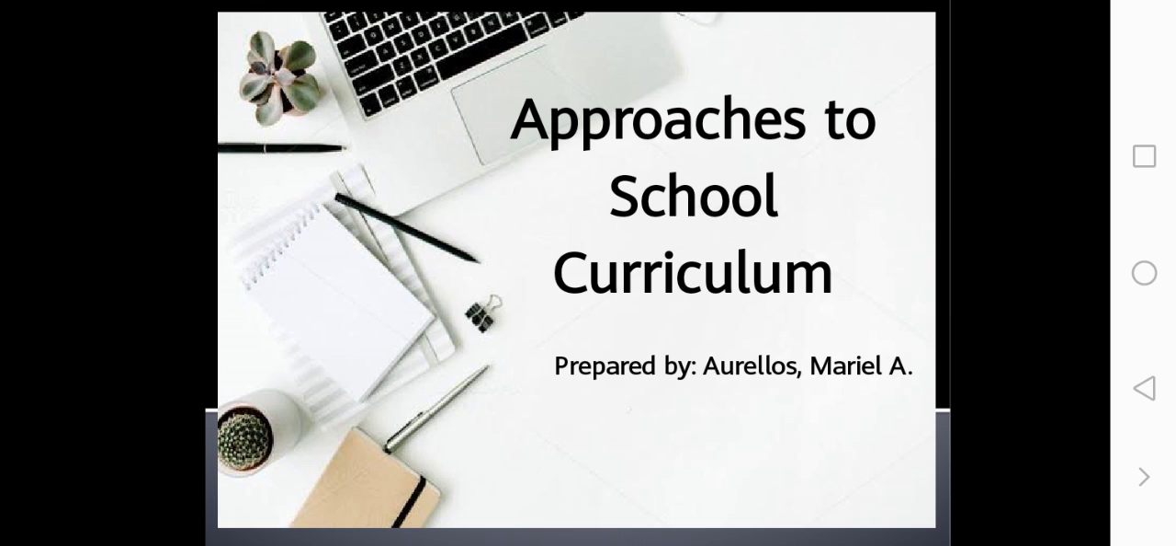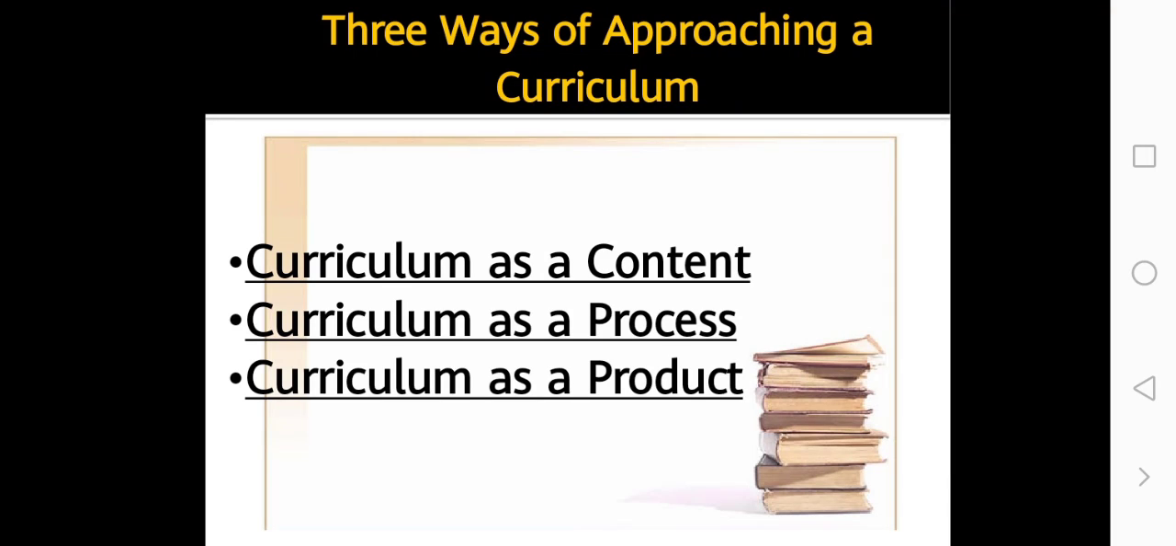So, let's start. There are three ways of approaching a curriculum. Curriculum can be approached or seen in three ways. It can be defined as a content, a process, or an outcome. If you examine the definition provided by the experts in the field, there are three ways of approaching a curriculum. First is to approach it as a content or a body of knowledge to be transmitted.